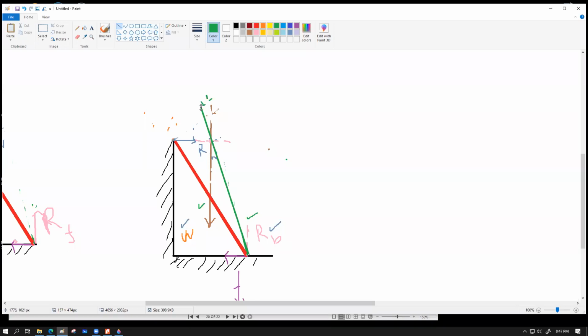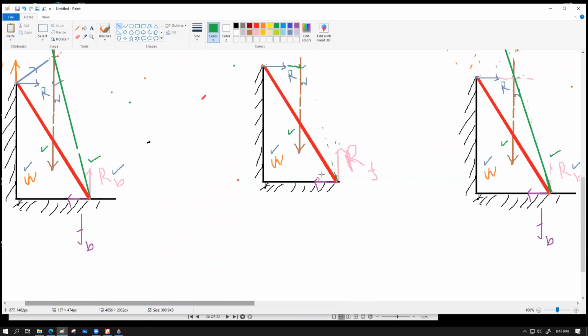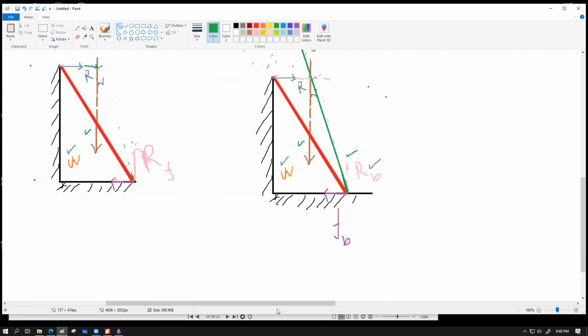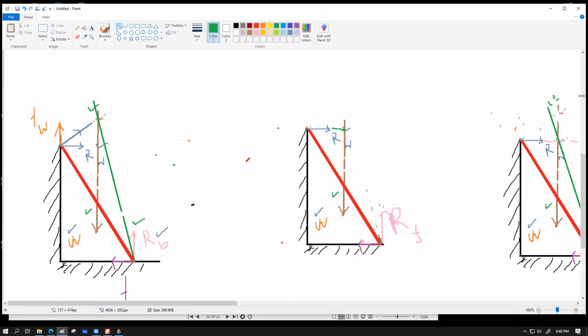So this was the case where the wall was smooth and the floor was rough. So that's this scenario. If you recall, for the first case equilibrium was not possible, and for this case equilibrium is once again possible. So we have one more situation to go by, one more figure to go by.